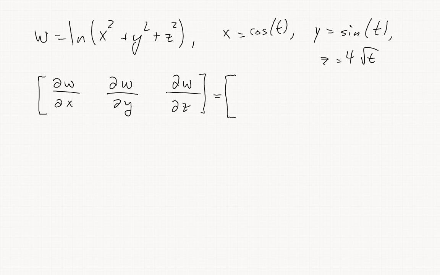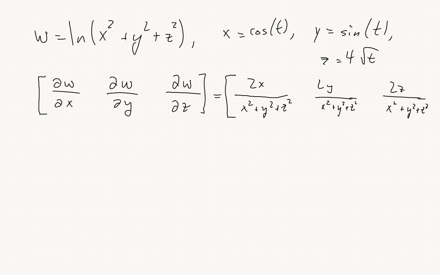These are all going to be, by the chain rule, 2x over x squared plus y squared plus z squared, 2y over x squared plus y squared plus z squared, and 2z over x squared plus y squared plus z squared.